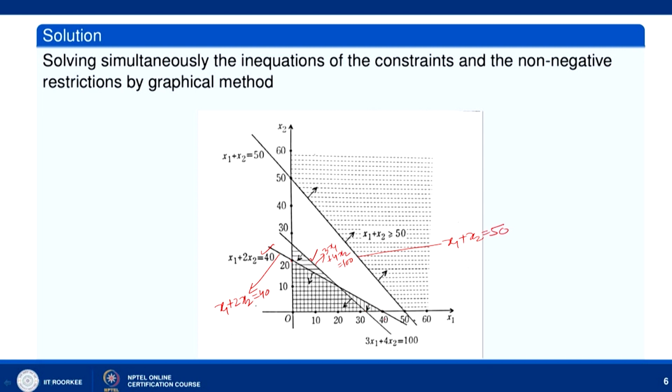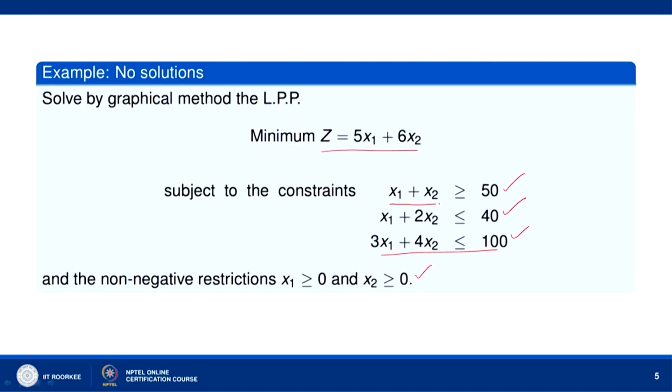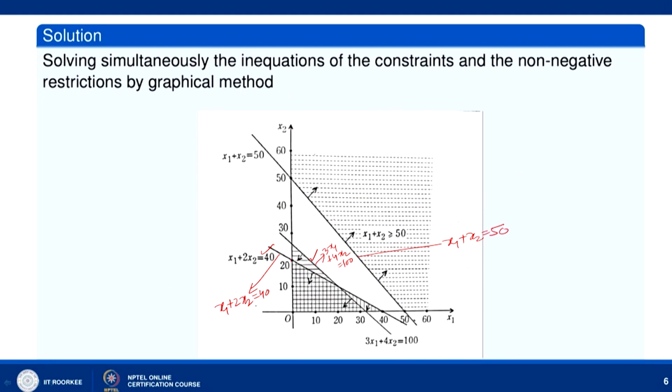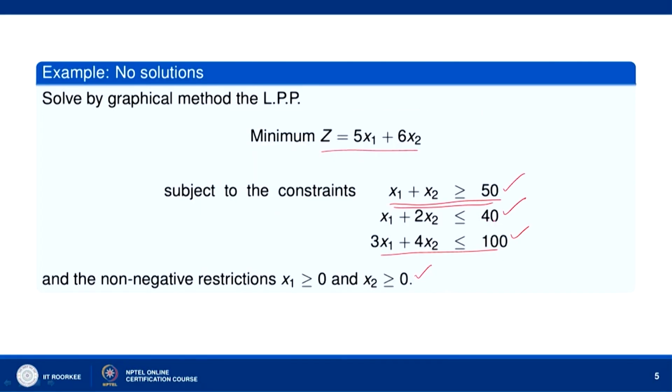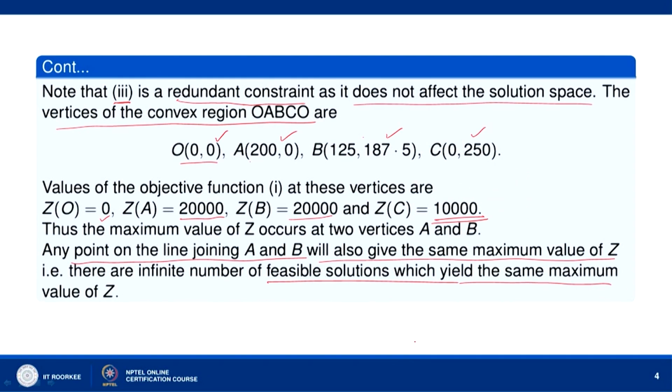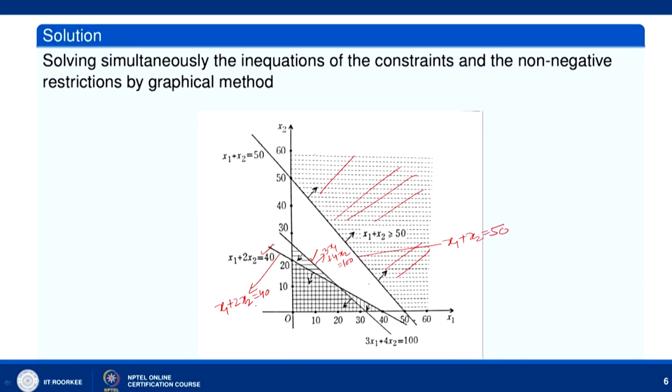Now we can see we have the condition that x 1 plus x 2 is greater than or equal to 50. The region which satisfies x 1 plus x 2 greater than or equal to 50 is this region. In this region x 1 plus x 2 is greater than or equal to 50. Now, the other two inequalities are x 1 plus 2 x 2 less than or equal to 40, and 3 x 1 plus 4 x 2 less than or equal to 100. They give us this region.